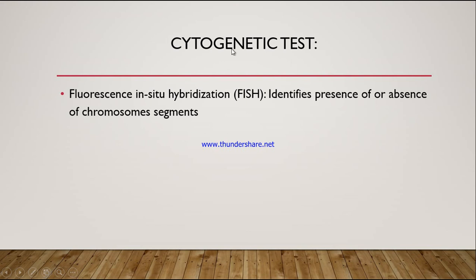Next, cytogenetic test. So there is FISH, which I also taught you in the last class. Fluorescence in situ hybridization, or in short form FISH, identifies the presence or absence of a chromosome segment. So if a chromosome has been deleted, or if there is any extra chromosome, then we can perform this FISH test. So it is a cytogenetic test.